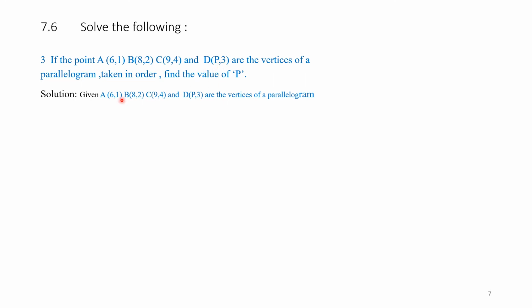So these given values you have to write. In every problem you have to write the given values. For this also you will get some marks. This is also shown in the figure. A, B, C, D, and the respective points are also shown. You please note down: A is (6, 1), B (8, 2), C (9, 4), and D (P, 3).